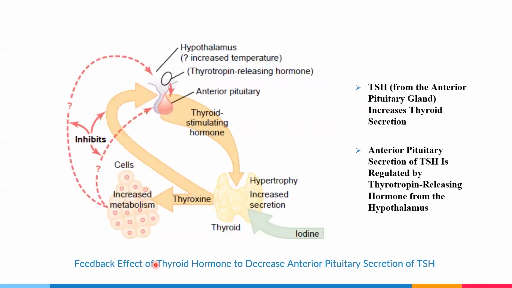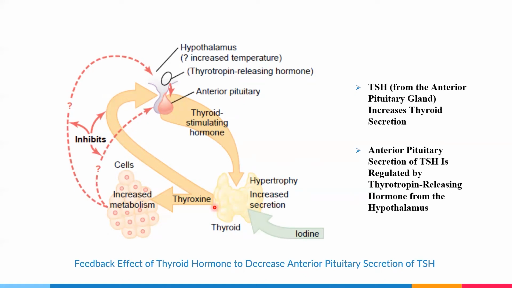Next, we look into the feedback loop which causes the thyroid hormone to decrease anterior pituitary secretion of thyroid stimulating hormone. So what happens is that thyroid stimulating hormone, which is released by the anterior pituitary, acts on the thyroid, which promotes secretion of thyroxine.